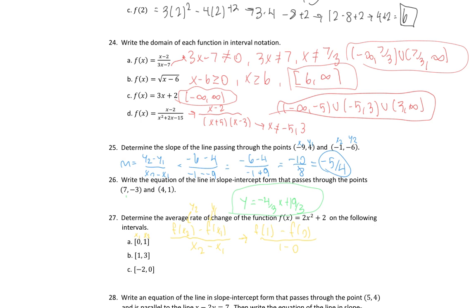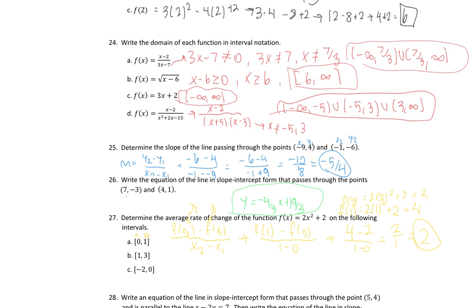f of 1, if we plug 1 into that, well, it's going to be 2 times 1 squared, which is just 2, because 1 squared is 1, plus 2, it's 4. If we plug in 0, well, 2 times 0 squared is 0, plus 2, it just gives us 2. So it's going to be 4 minus 2 over 1 minus 0, same thing as 2 over 1, which is just 2. That's the average rate of change from 0 to 1.